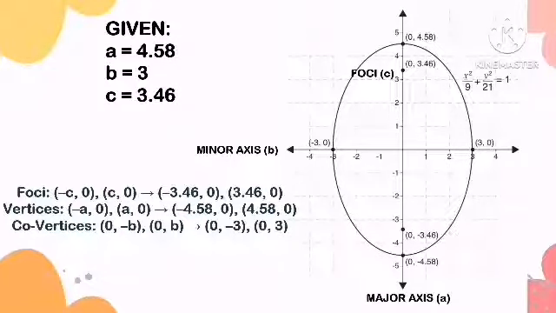So this is how you would write the foci, which is 0 from the center to our foci, which is negative 3.46, and 0 to 3.46. For our vertices, from our center 0 to negative 4.58 and 0 to positive 4.58. And last, for our co-vertices, which is negative 3 to 0 and 3 to 0.